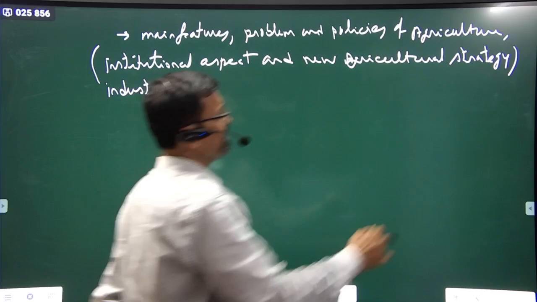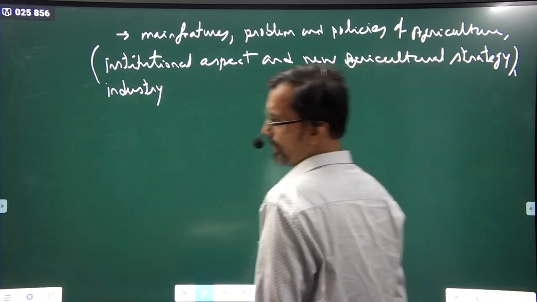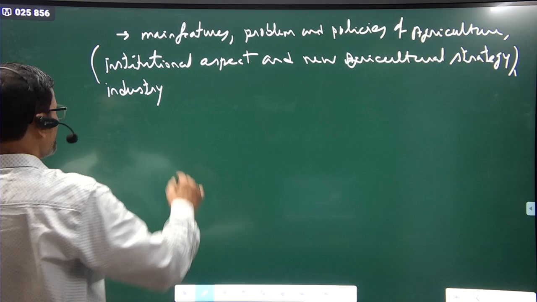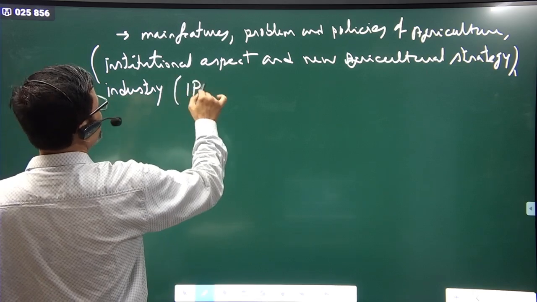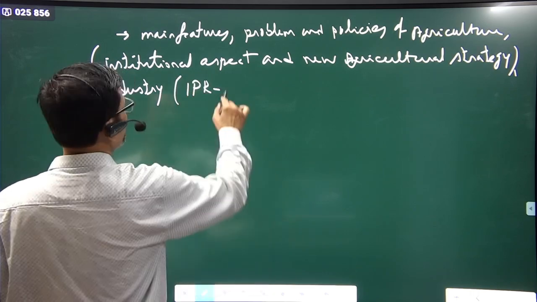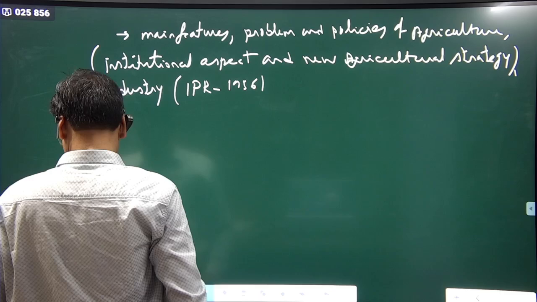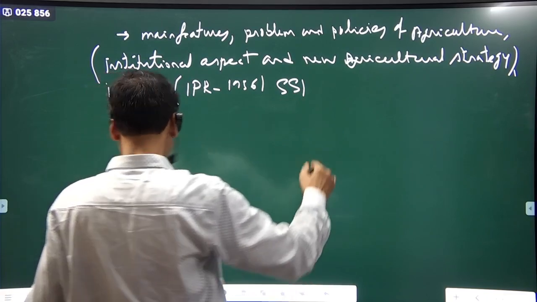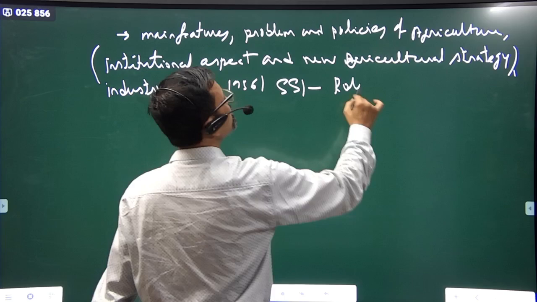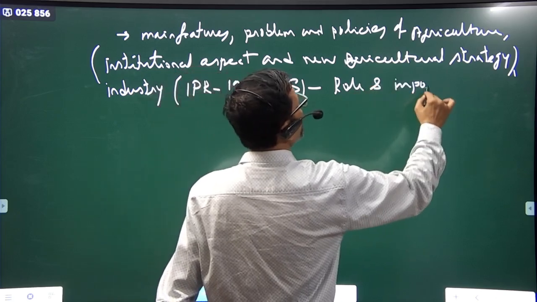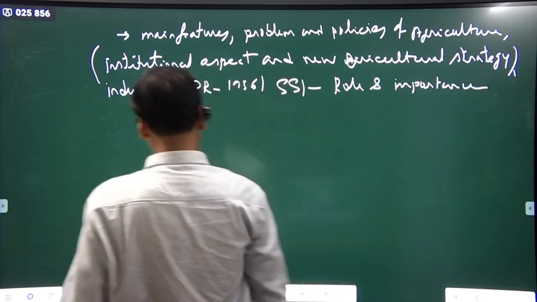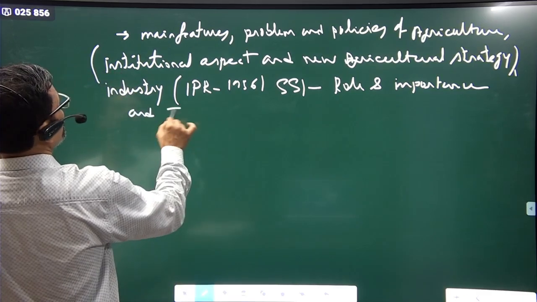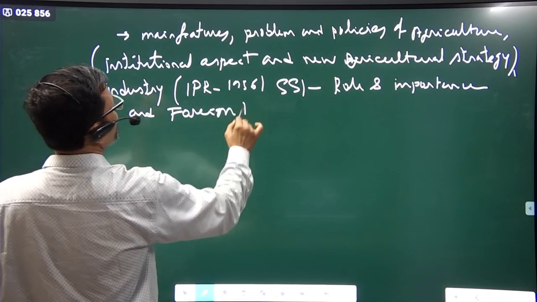There are some industrial resolutions that were taken. So, industry such as IPR, Industrial Policy Resolution 1956, SSI, small scale industries, role and importance, and foreign trade. And next is foreign trade.